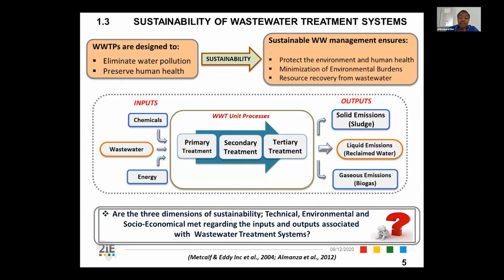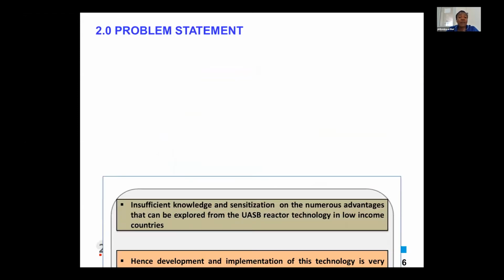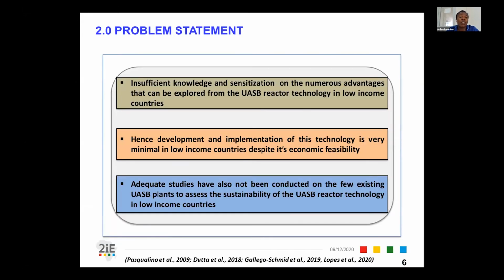In the developed countries, several studies have been conducted to assess the sustainability of wastewater treatment systems, but these studies are lacking in the context of developing countries, and especially for the UASB reactor technology, which has proven to be an economically feasible technology which can be implemented in low-income countries. Regarding the UASB reactor technology, there is insufficient knowledge on the numerous advantages that we can explore from it.